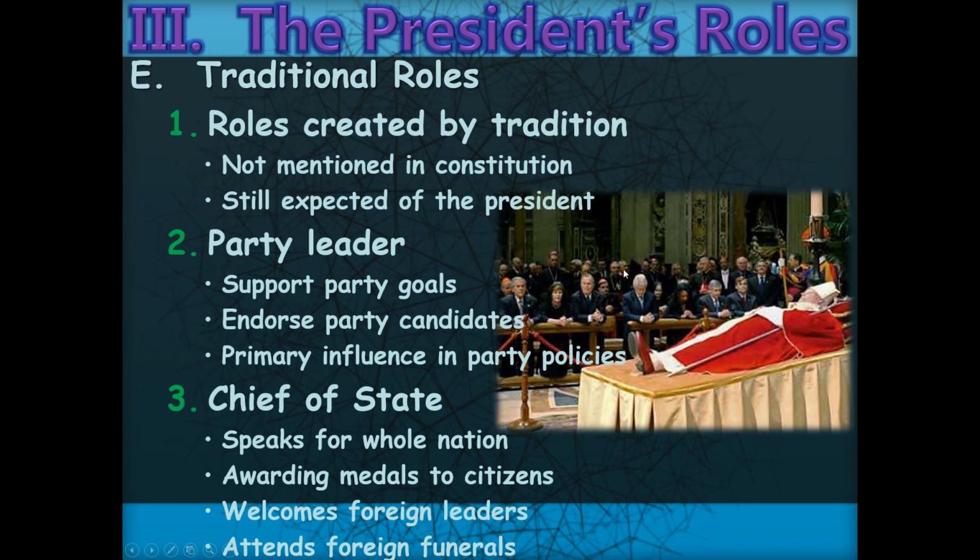But even though obviously President Clinton was there, George W. Bush was the president at the time, so he would have been the official representative of our nation. Other times, the vice president might go in their place or the secretary of state, but you're going to have some type of representation at a major foreign dignitary's funeral.